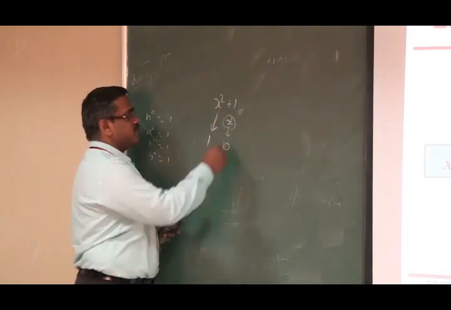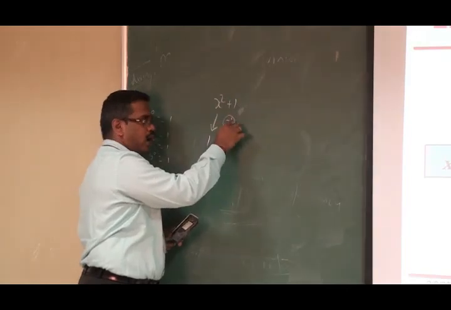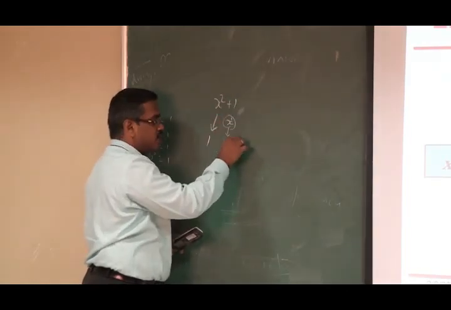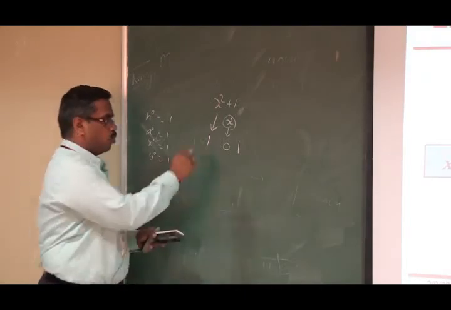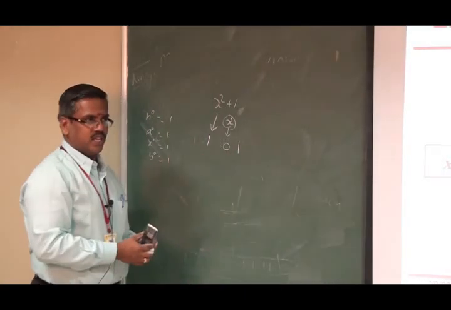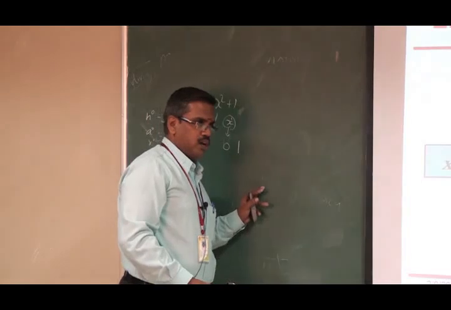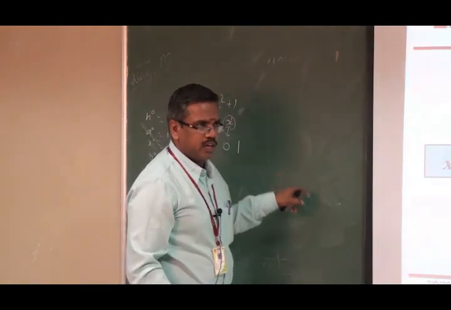So x power 0 is available, x power 2 is available, x power 1 is not, and x power 0 is available, so you make those 1. So we get 1, 0, 1. The available terms should be made 1, and the terms not available should be made 0.